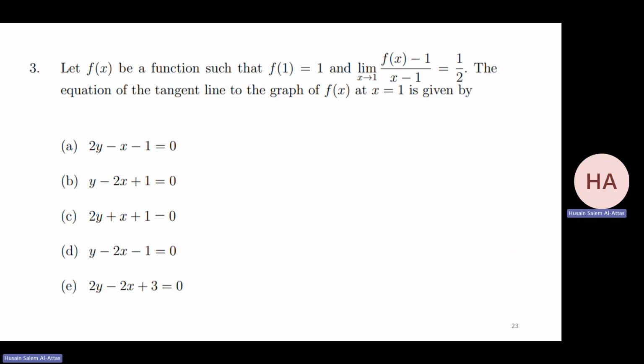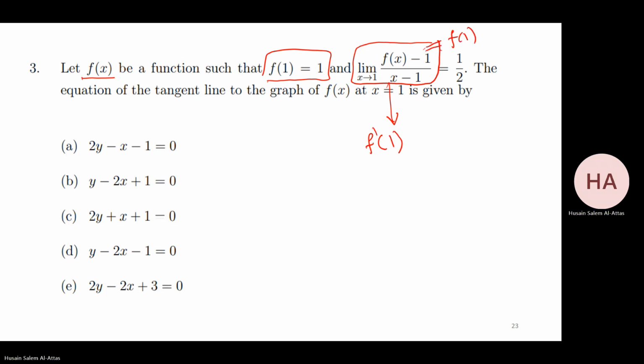Another function, I have a function f of 1 equals 1. Okay. And you give me this one. Does this one remind you about something? Yes, this is what? This is f prime at 1. Why is that? Because this one is f at 1 from this. So you have f prime at 1 equals half.